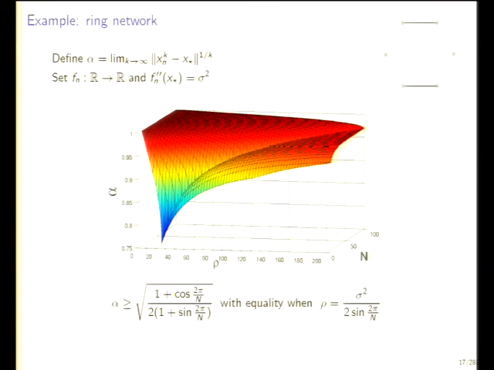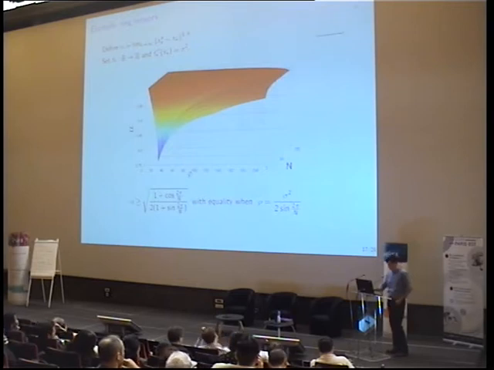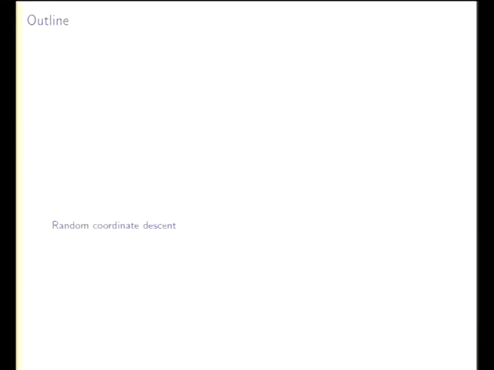And so in some contexts, it can be interesting to have this value of alpha because it helps to relate the convergence rate of this ADMM to the particular topology of the network, and in particular to one important parameter, which is the step size of the algorithm, rho. So it helps to provide some guidelines on the way to choose the network or the step size. So now I will switch to another part of my talk, which is the random coordinate descent.